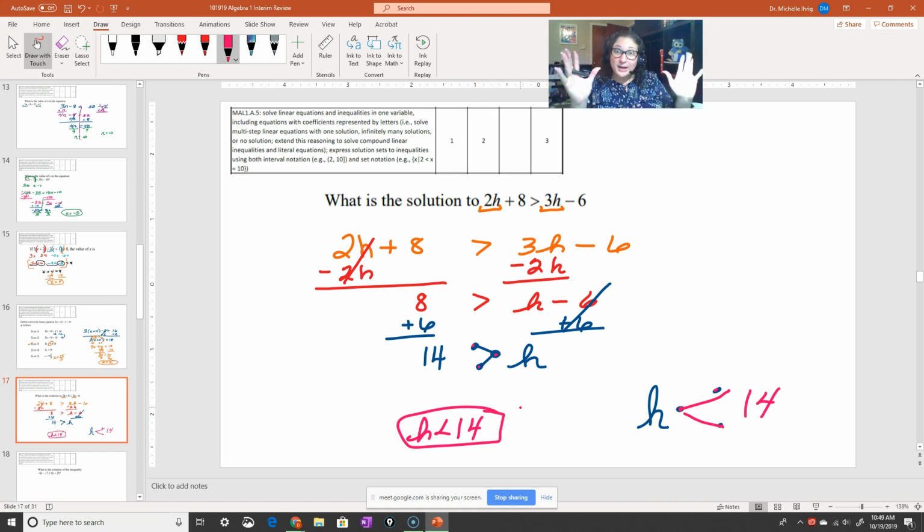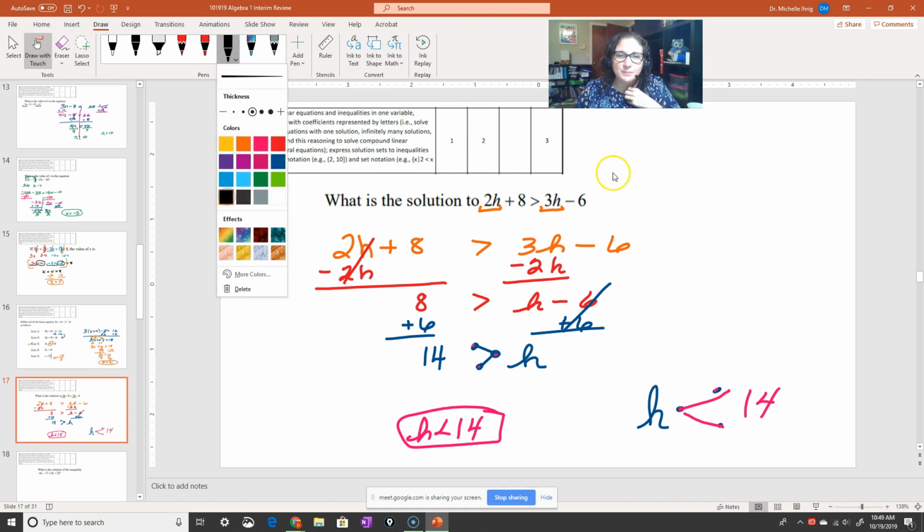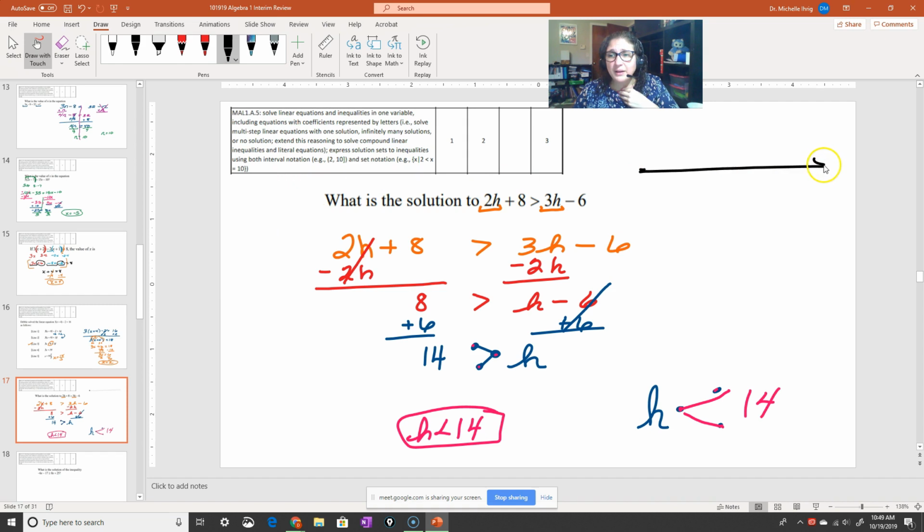Now, if I'm drawing this on a number line, which I don't think you'll see something this easy on the test, but let's pretend. Here's your number line. I always write whatever my answer is in the middle. And then I put the numbers below it. So I know I've got 14, 13, 12, and I know I can count up 15, 16.